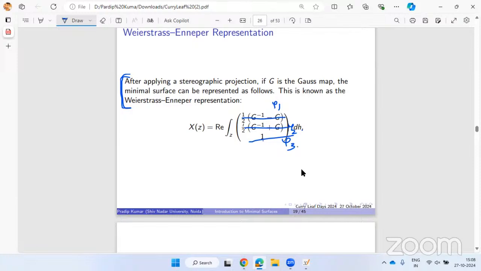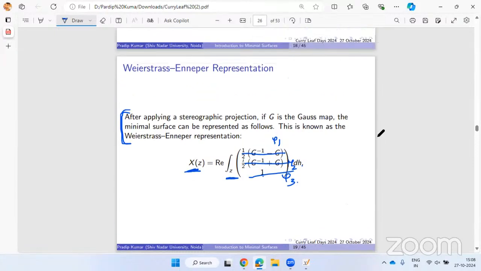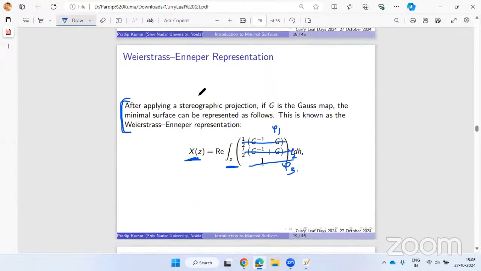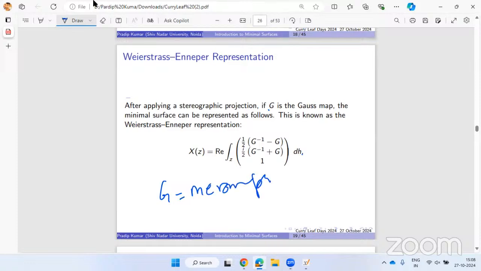So given phi 1, phi 2, phi 3, if the integration is well defined, you will get a minimal immersion. But these phi 1, phi 2, phi 3 should satisfy this condition. What I have written is, in place of phi 1, phi 2, phi 3, you just write down a meromorphic function G, and dh is a holomorphic form.